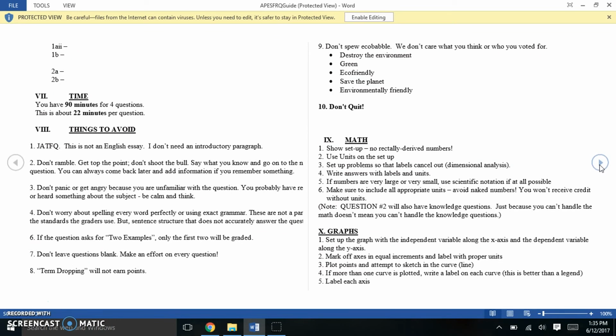Part 10, graphs. Set up the graph with an independent variable along the x-axis and the dependent variable along that y-axis. So that's what we talked about a while ago, labeling our graph. Mark off axes in equal increments. That's another thing. Make sure we're in equal increments by 5, by 10s, by 2s, but make sure they're all labeled throughout the axis. Plot points and attempt to sketch them in the curve line. Make sure we plot them. If more than one curve is plotted, write label on each curve. This is better than a legend. And then label each axis.